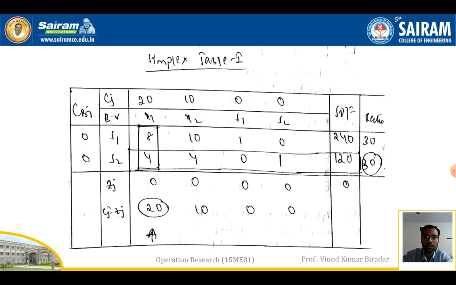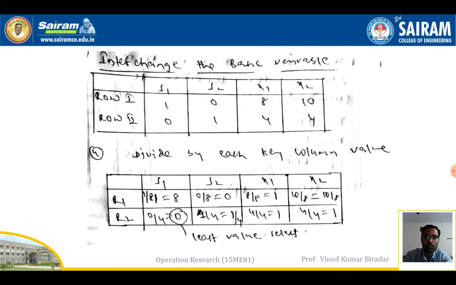Our aim is to make this 8 and 4 equal to 1, and also decide which one we have to select. For that purpose, you just interchange. Once you interchange, always prefer the surplus variable values. See here: 0, 8, 8 and 1 by 4. Among these, you have to select the first surplus variable.